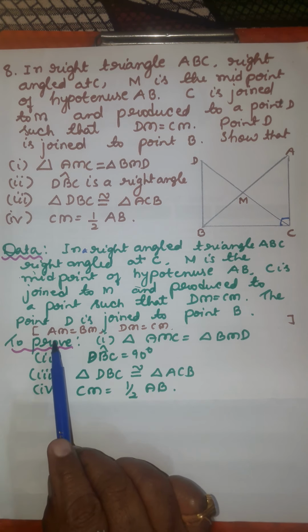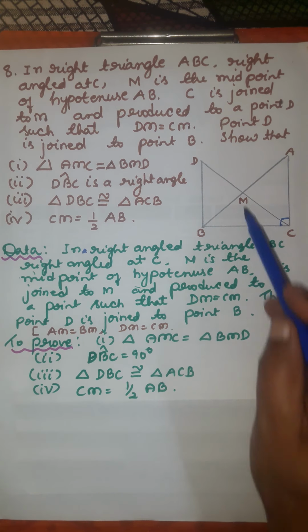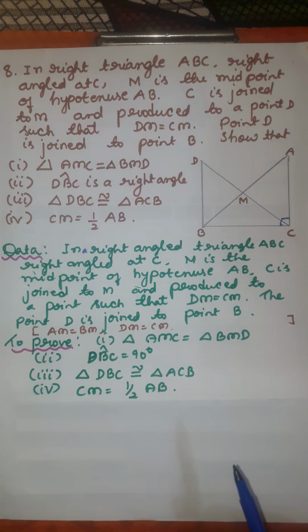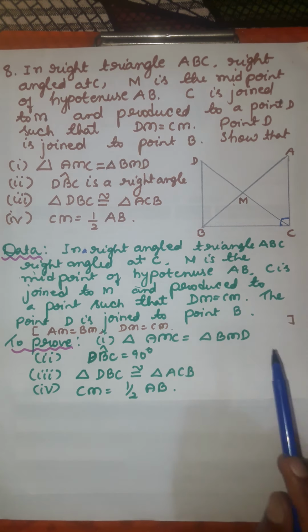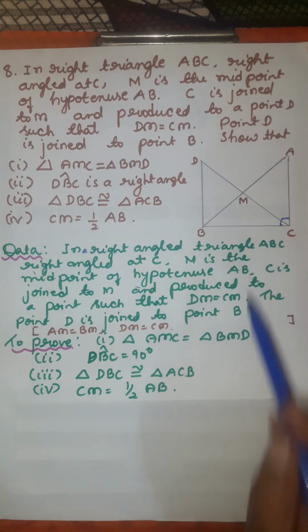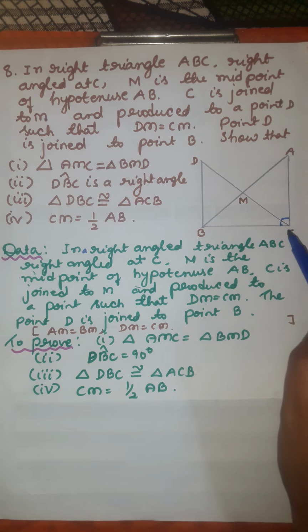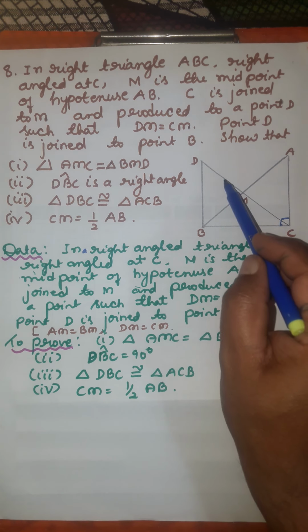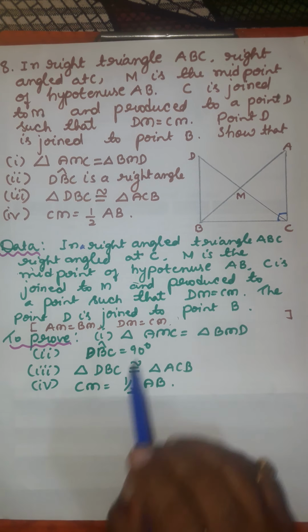So, observe carefully here, AM is equal to BM because M is the midpoint of hypotenuse AB. We got that. Then DM is equal to CM because we have produced the line from point M to D in such a way that CM is equal to MD. This can be written in the data part: CM is equal to DM. So, I have written two parts here.